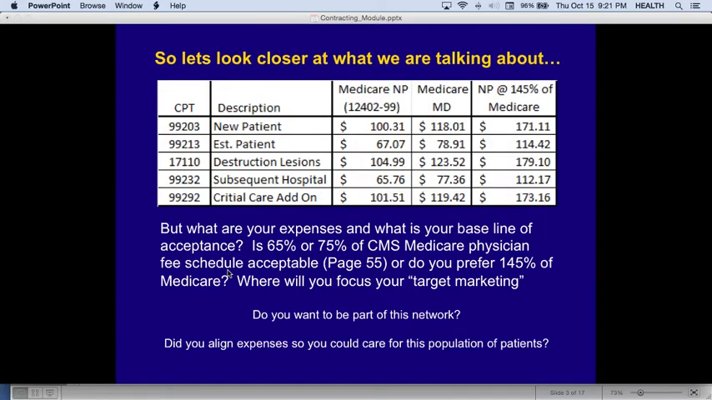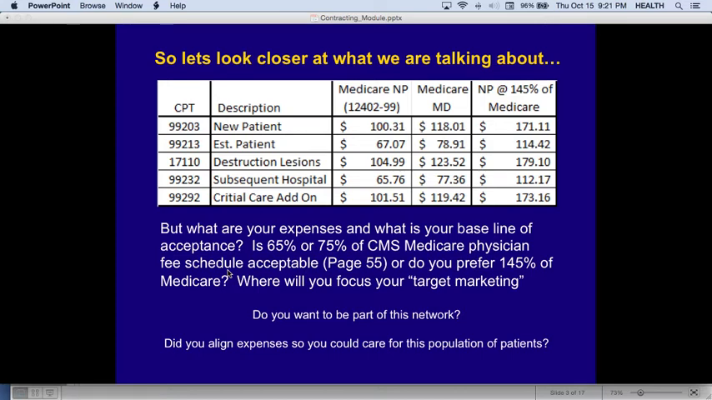I always go with what your expenses are. So here I have a new patient rate. The Medicare nurse practitioner allowable rate is $100. The physician rate is $118. This is if I play that 85 rule, no incident 2 rules, and so on. But reimbursement at 145% of Medicare would pay me $171. Well, in the C1 example, they're saying they're going to pay 65 or 75% of the CMS Medicare physician fee schedule, page 55 of that contract. Well, wait, I want 65 or 75% of the $118? I really want to be more at the 171, so is this really a good project for me?